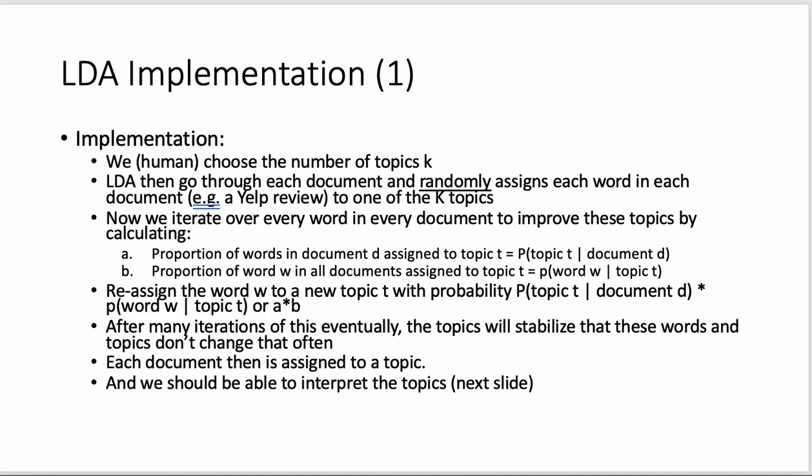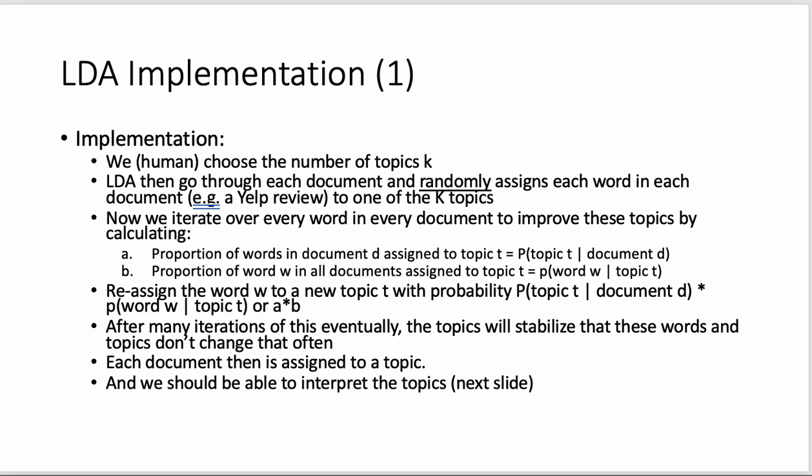The human chooses the number of topics K based on what we learn from our experience or what we expect. For example, for the Yelp data set, we hope to find K equals 5 underlying topics for the Yelp reviews, such as food, service, location, price, and ambience. Then we assign every word a random topic to begin with, any one of these 5.